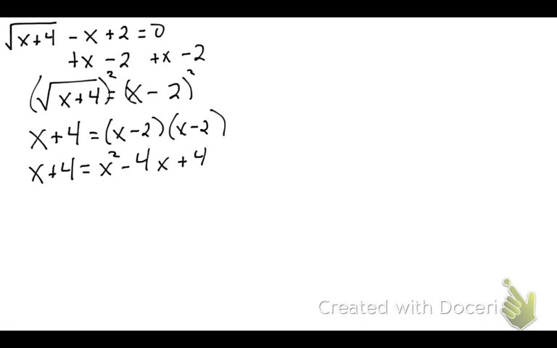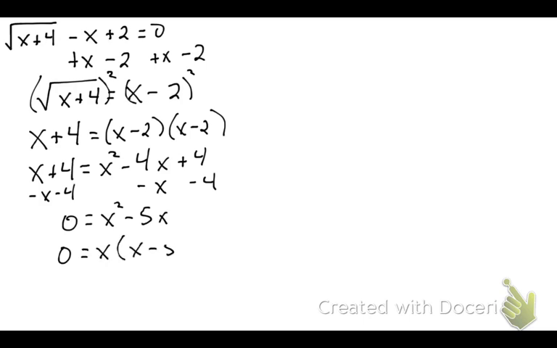This is a quadratic, so we'll need to get this equal to 0 first. This one actually works out really nice because 0 equals x squared minus 5x. I'm looking to factor, and I can see that there's a GCF of x, so I'm going to factor that out first, which is great because that means that either x equals 0 or x minus 5 equals 0, so x could equal 5. So we've got our two possible solutions.